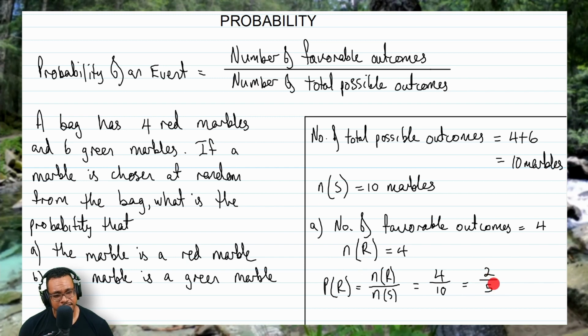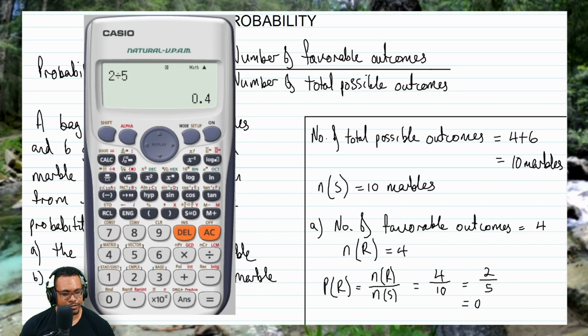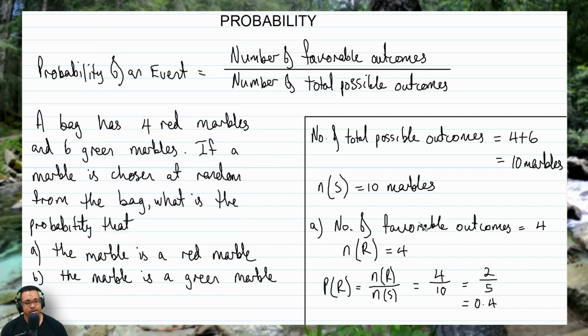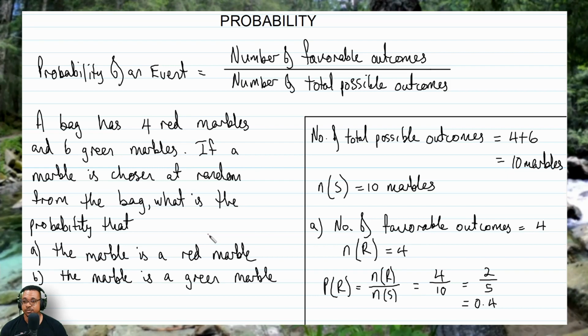You could also write this 2/5 as a decimal. So you can simply go on a calculator and press 2 divided by 5, and we convert that to a decimal and get 0.4. So this is equal to 0.4. So now you see how easy it is to work out the probability of an event. So for part B, the probability of getting a green marble, if a marble is chosen at random from the bag, would be the number of green marbles, which is 6, divided by your total possible outcomes, which is 10. So that'll be 6 over 10. You break it down, you get 3 over 5.